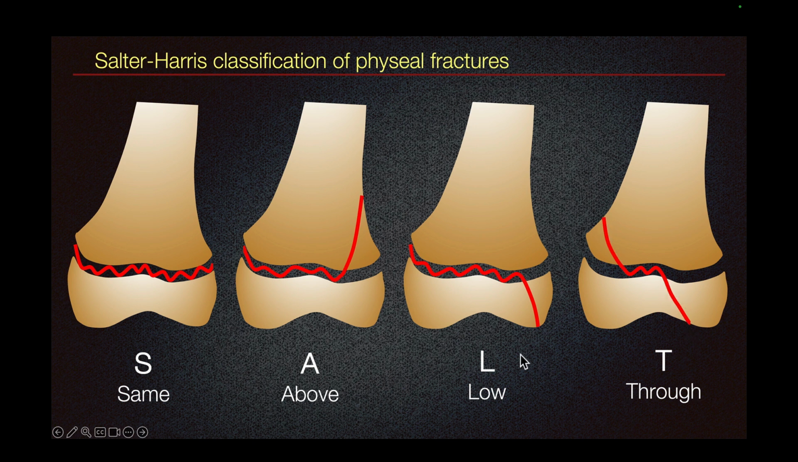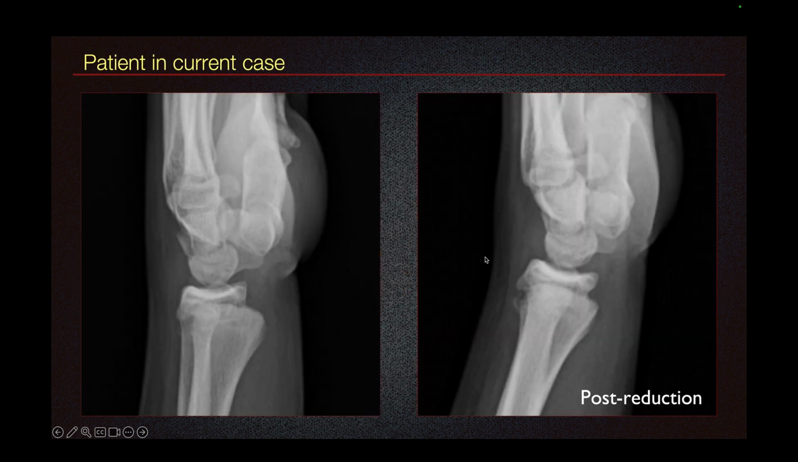This can be remembered with the mnemonic SALT, which corresponds to type 1, type 2, type 3, and type 4 Salter-Harris fractures. S indicating the fracture going through the physis, A fracture going above through the metaphysis, L for fracture going lower through epiphysis, and T representing fracture going through both metaphysis and epiphysis.